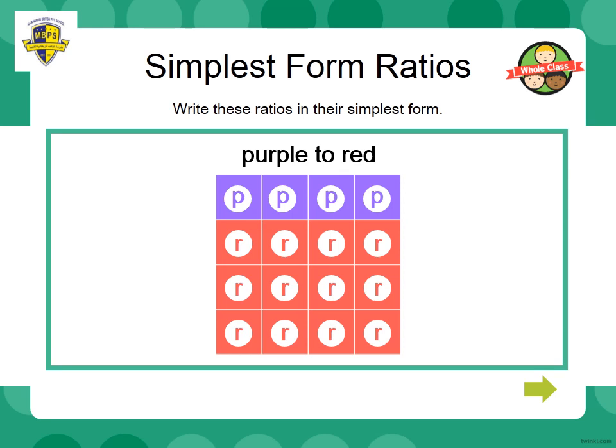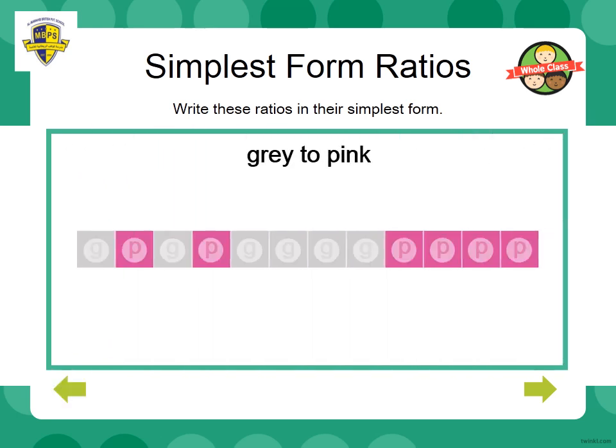So how many purple? Good. And how many red? 12. Excellent. So 4 to 12. Try to simplify it. Take your time to simplify it on your paper. Then we will check our answers together.